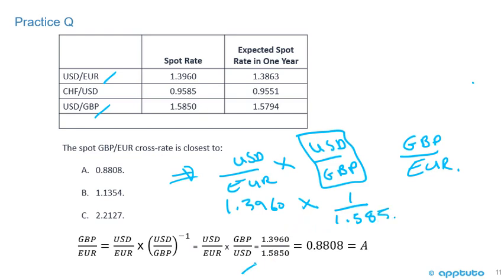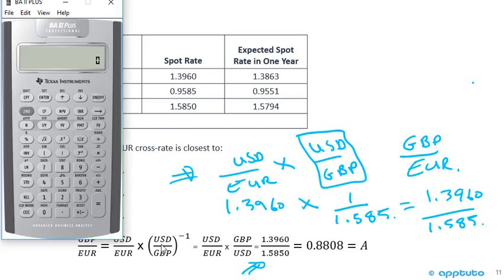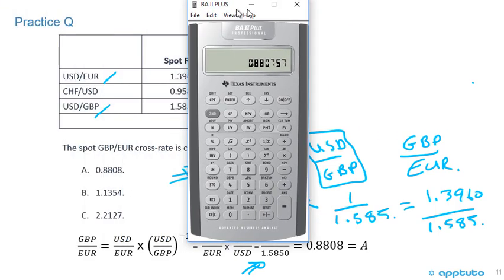So you can see here, in the solution they've just shortened it, because that's going to be the same thing, that's going to equal 1.3960 divided by 1.585. Okay, so it's as simple as that. That's why that's just been shortened a little bit. If you wanted to do it the long way, though, we could do 1 divided by 1.585 equals, and then multiply by the 1.3960, and we're going to get 0.880757.